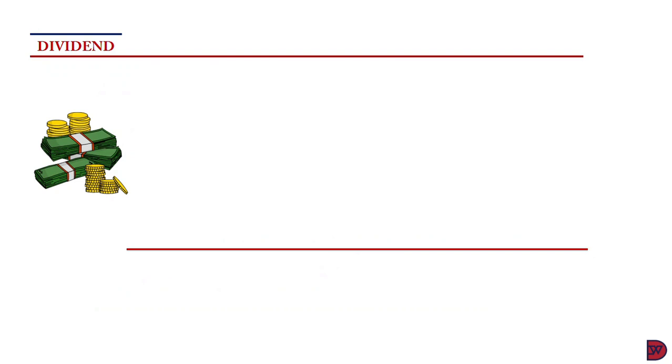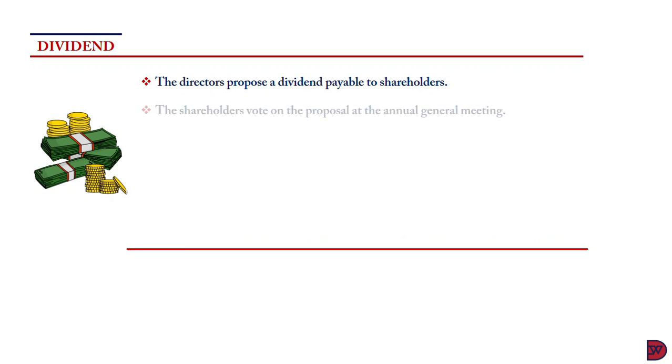Let's move ahead to dividend. Now, a dividend is an income yielding on the investment of shareholders. So directors propose a dividend payable to shareholders depending on the performance of the business, whether they make a profit or loss. The shareholders would have to vote on the proposal at the annual general meeting.